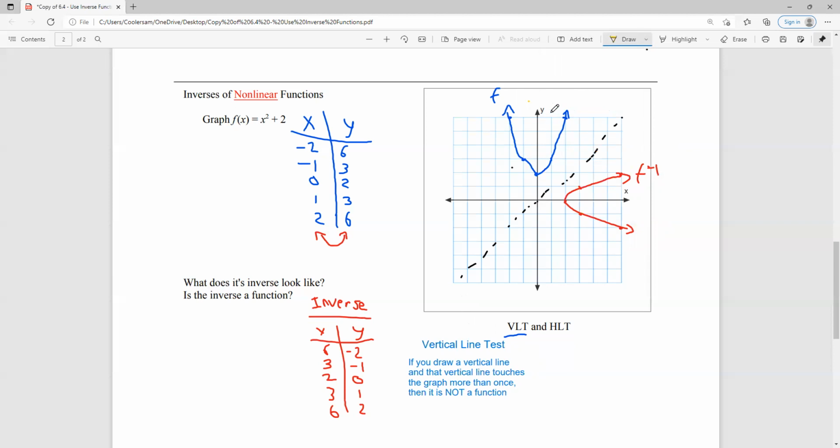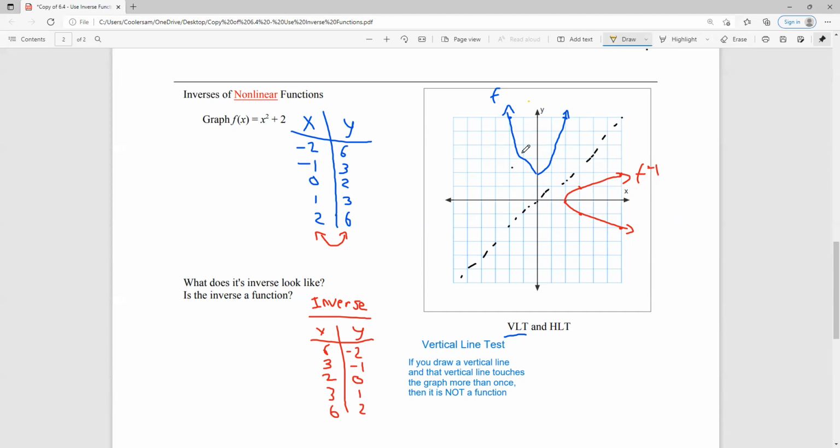If I do the vertical line somewhere here and it touches it more than once, so I drew one here, how many times does it touch the graph? Only once, like right there. If I do one here, it only touches it once. If I draw another one, it only touches it once, right? So I drew a bunch of vertical lines, but they only touched the graph once. That means my graph here is a function.